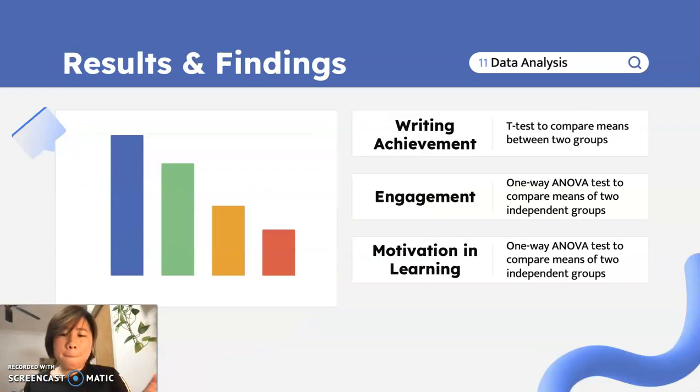So after all this, I'm going to talk about the data analysis. This one is extra for the results and findings. So for the writing achievement, I plan to use a t-test to compare the means between two groups. For the engagement and motivation in learning, from my reading, I found that the one-way ANOVA test to compare the means of two independent groups is most suitable.